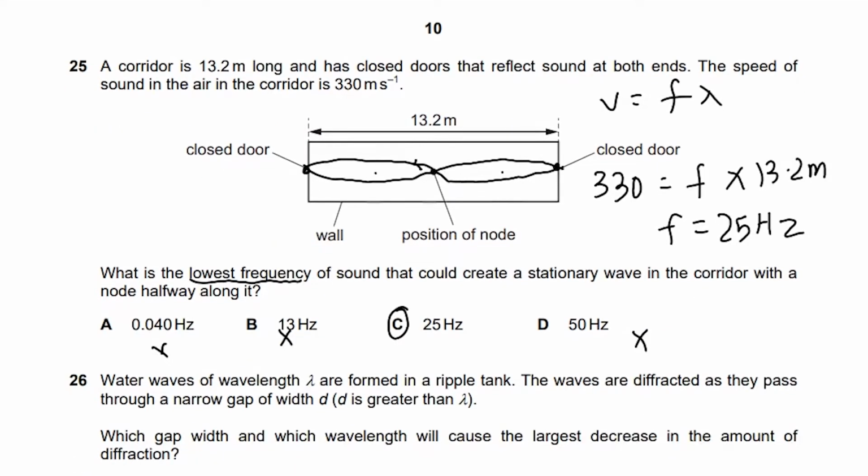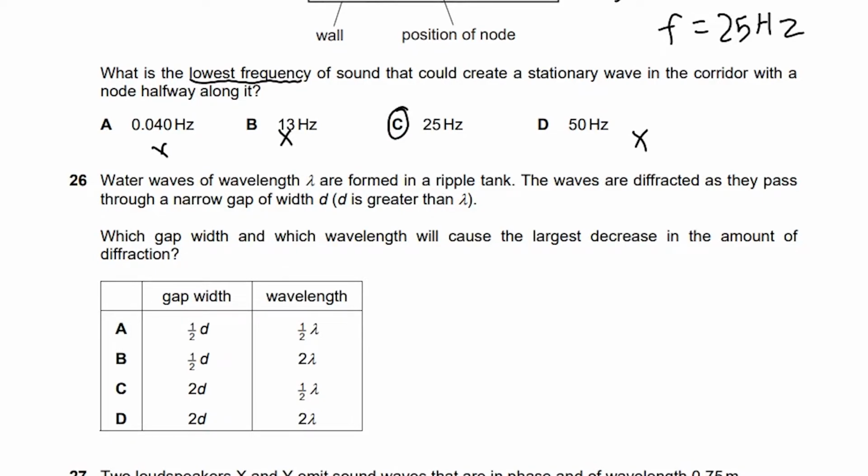Let's move to question number 26. Water waves of wavelength lambda are formed in a ripple tank. The waves are diffracted as they pass through a narrow gap of width d. d is greater than lambda. Which gap width and which wavelength will cause the largest decrease in the amount of diffraction?